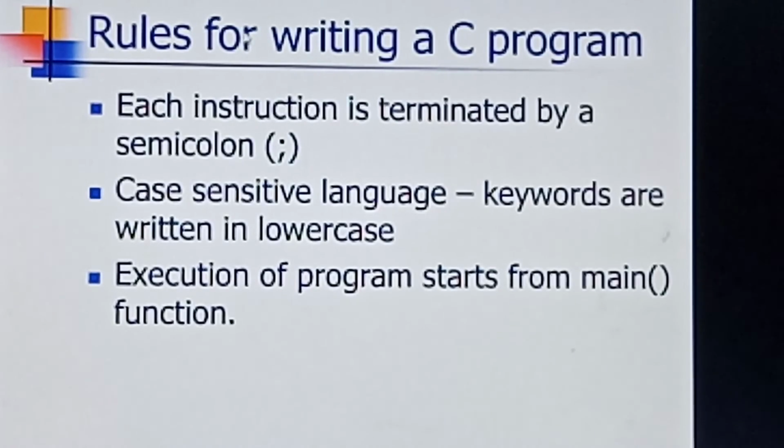Rules for written C program. কি rules আছে? Each instruction is terminated by a semicolon. Number 2, case sensitive language. Keywords are written in lower case. Number 3 হচ্ছে execution of program start from main. This is main function.